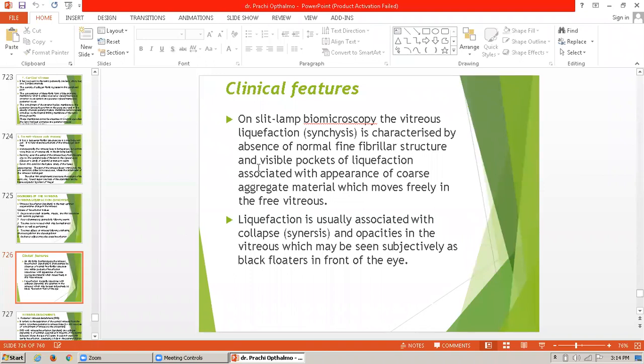So the clinical feature of liquefaction is that on slit lamp biomicroscopy, vitreous liquefaction, that is synchysis, is characterized by absence of a normal fine fibrillar structure and visible pockets of liquefaction associated with the appearance of coarse aggregate material which moves freely in the free vitreous. And liquefaction is usually associated with collapse, senescence, and opacity in the vitreous, which may be noticed subjectively as black floaters in front of the eye.